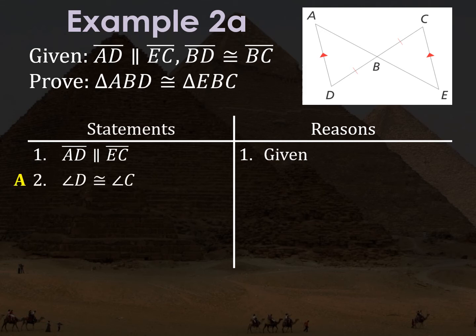Statement 2. Angle D is congruent to angle C. Now, why are those two angles congruent? By the alternate interior angles theorem.